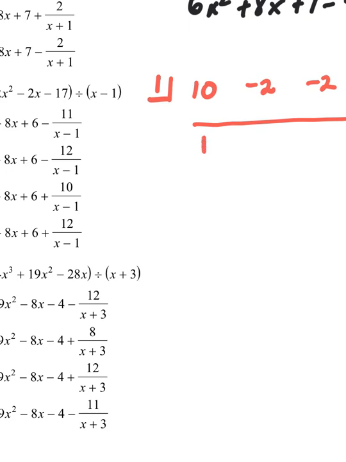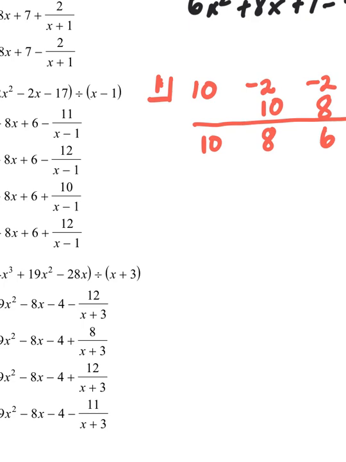Bring down the 10, and we multiply 1 times 10, which gives you 10. And then we add negative 2 plus 10, which gives you 8. 1 times 8 gives you 8. Negative 2 plus 8 gives you 6. 1 times 6 gives you 6. Negative 17 plus 6 gives you negative 11.